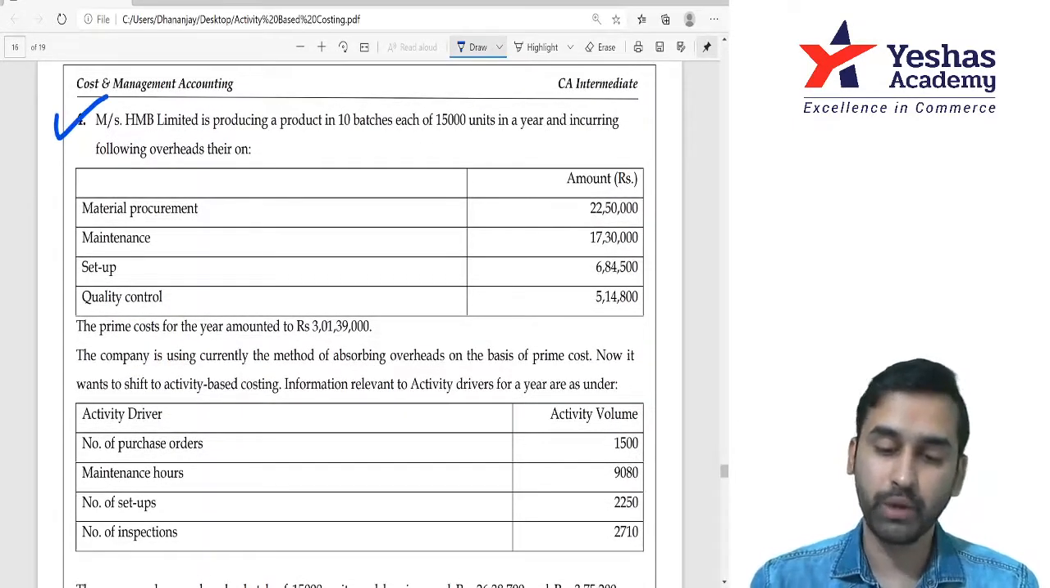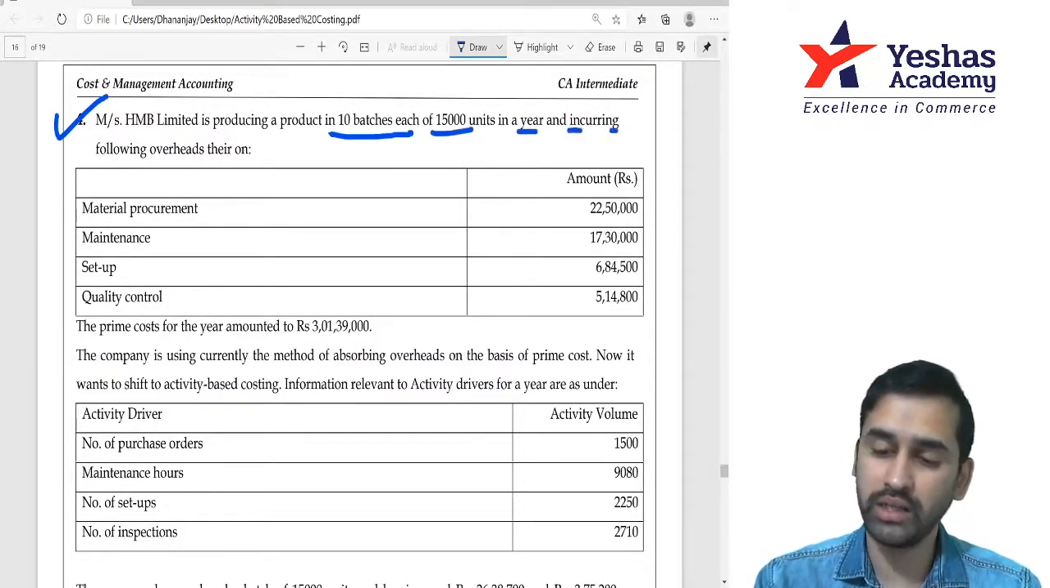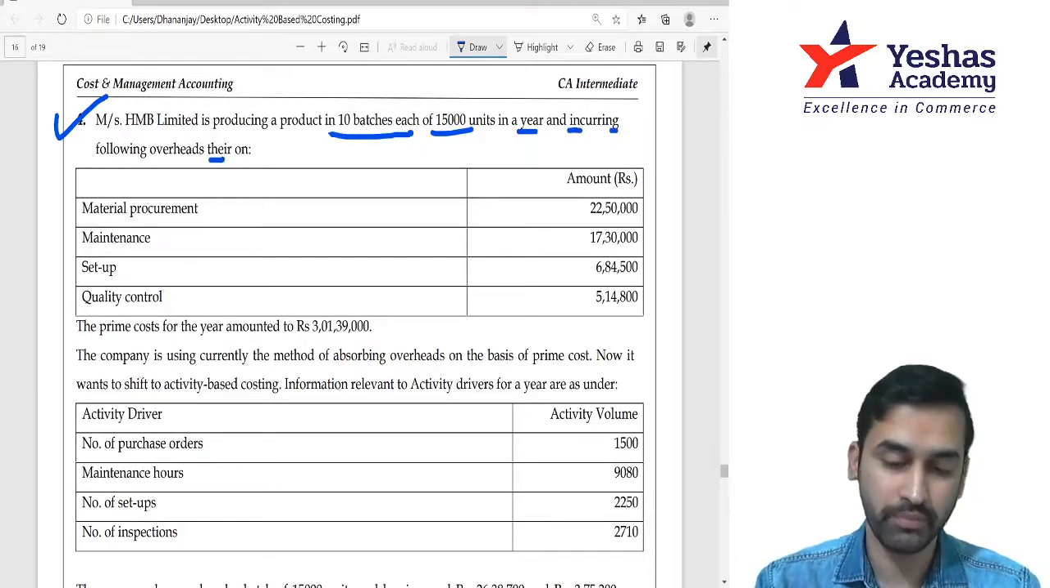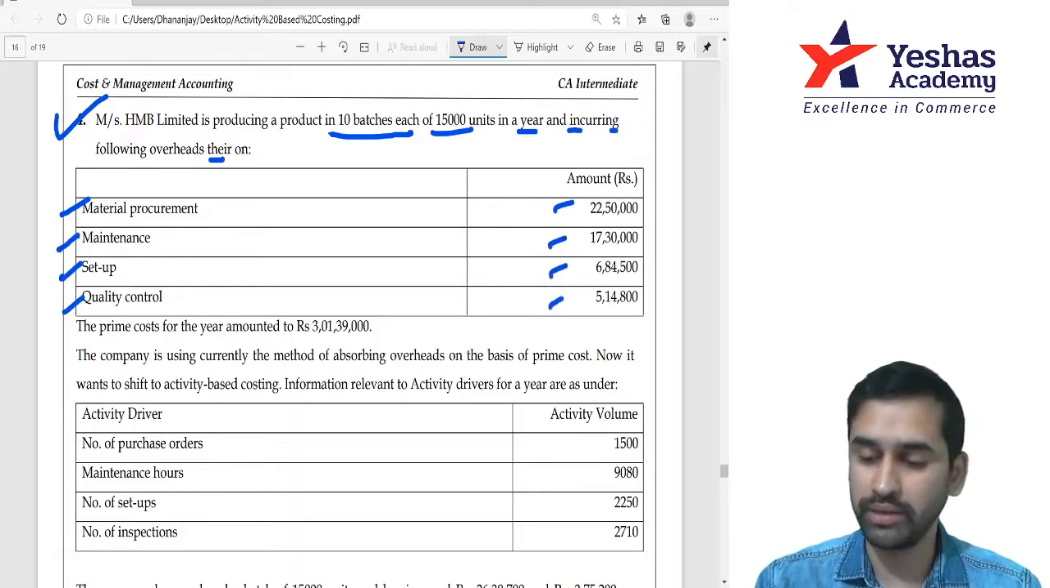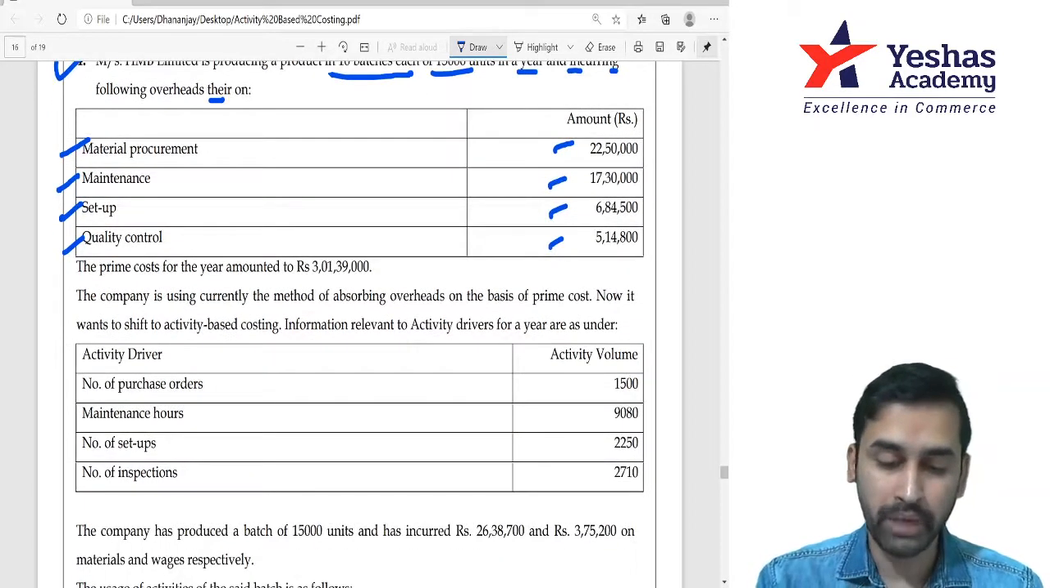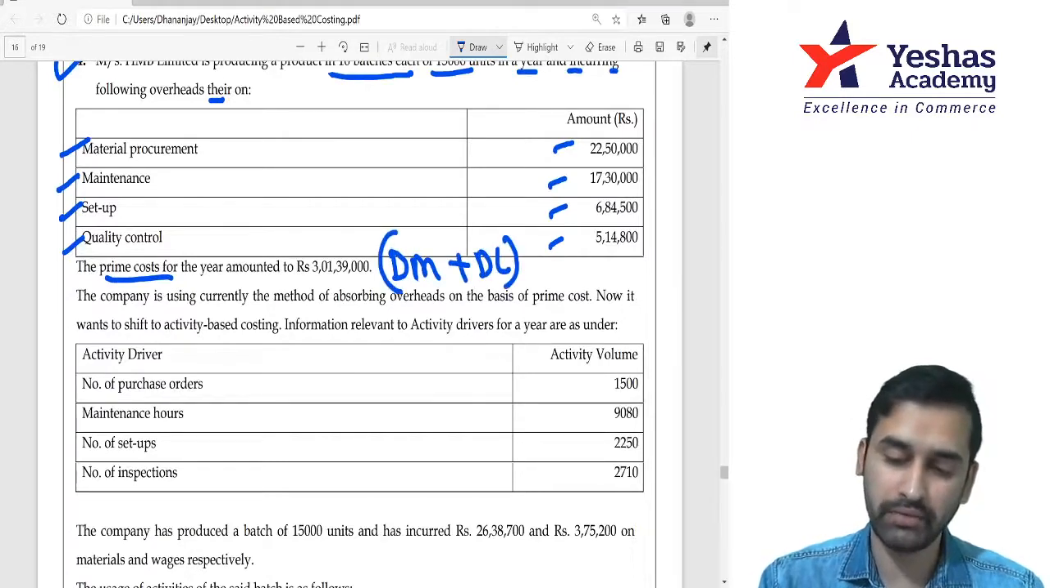HMB Limited is producing in 10 batches, each of 15,000 units in a year, and incurring the following overheads: procurement, maintenance, setup, quality control. All numbers are given. Prime cost means what? Direct material and direct labor. Together they have given. Fantastic.